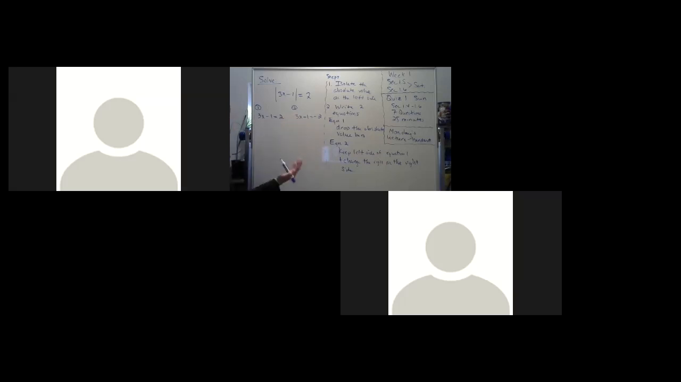Okay, so now that we have our 2 equations, we're just going to solve both of them. So step 3 is to solve. You solve them one at a time. Don't try to solve them at the same time. So for equation 1, we'll just move over the 1. That'll give me 3x equals 3. Dividing by 3, we're going to get x equal to 1.